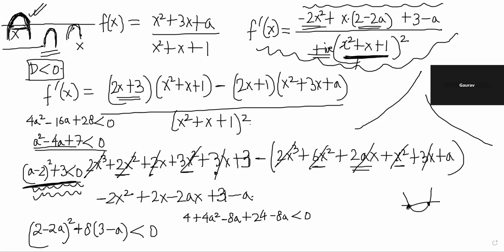Do you understand what I'm saying? Yes, sir. This is (a minus 2) whole square plus 3, so how can it be less than 0? Maybe there is some mistake in the question, doesn't matter. But sir, the answer is given that the function is not monotonic, so no value of a is possible. So that is what we are getting, right? Yes.